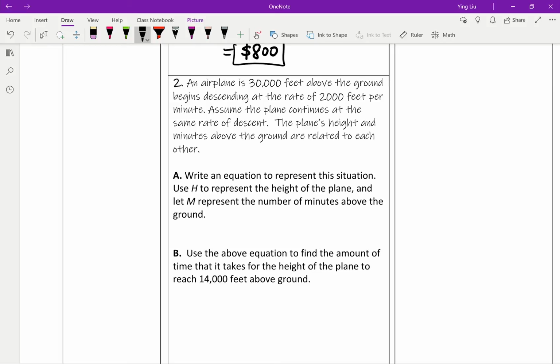Another example: an airplane is 30,000 feet above the ground, and this plane begins descending at a rate of 2,000 feet per minute. Assuming the plane continues at the same rate of descent, the plane's height and minutes above the ground are related to each other. Because it's constantly descending, that's how we know we can use y equals mx plus b to represent the situation.